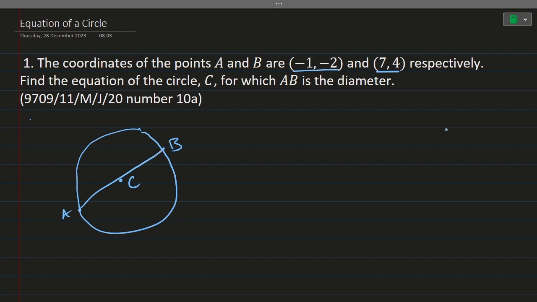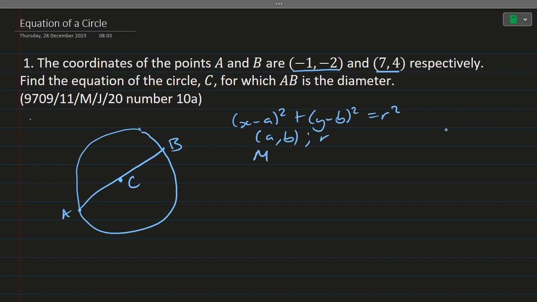So the equation of a circle is written in the form (x - a)² + (y - b)² = r², where (a, b) are the coordinates of the center and r is our radius. In this case, we can tell that C, the center of the circle, is the midpoint of the line AB. So if we find the midpoint of AB, we get the coordinates of the center of the circle.